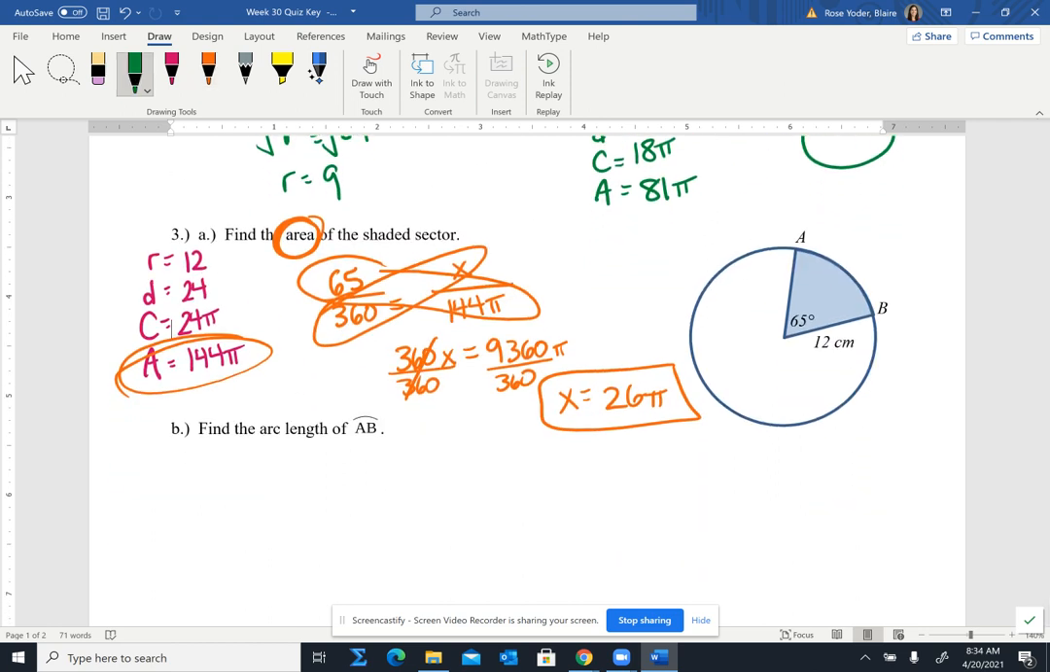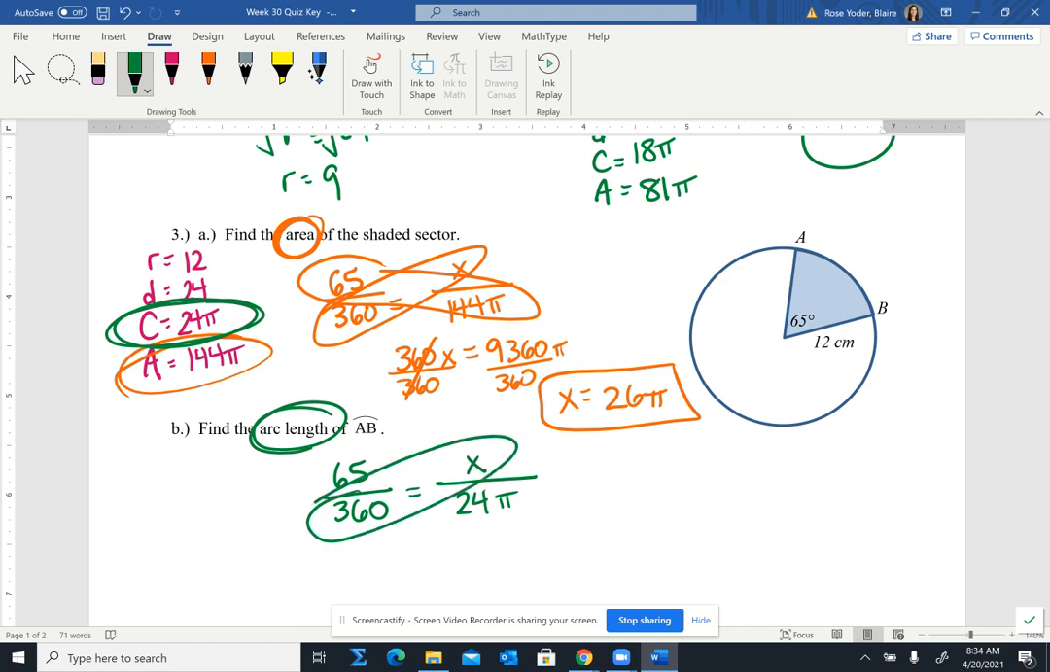Check this out. We're going to do arc length. Same exact thing. We're just going to use the circumference instead. So I'm going to start out exactly the same way. I still have 65 degrees out of a possible 360. X out of, and then instead of using area, I'm going to use circumference. So these problems are not super different. It's the same idea. We're still dealing with a 65-degree sector. We're either finding the area of it or the circumference of it.